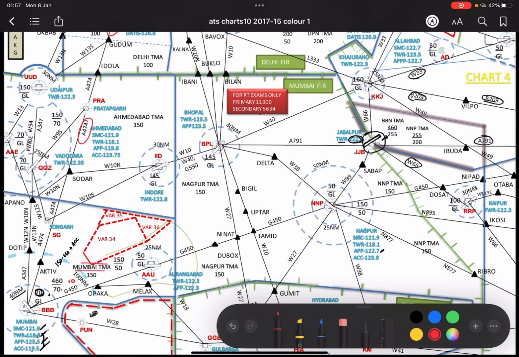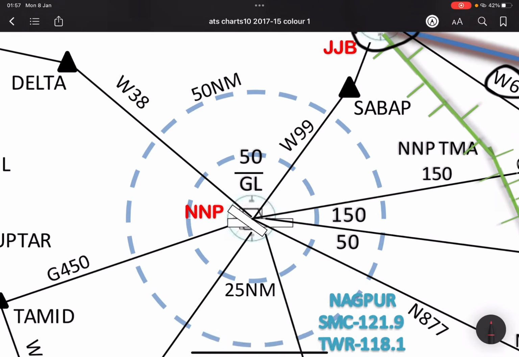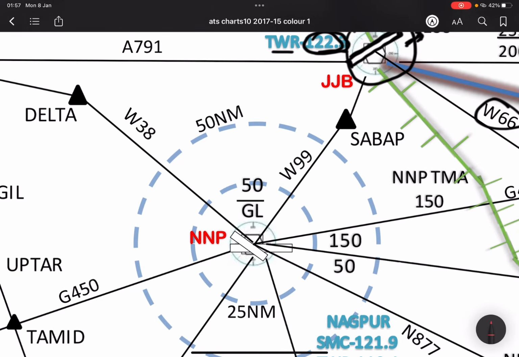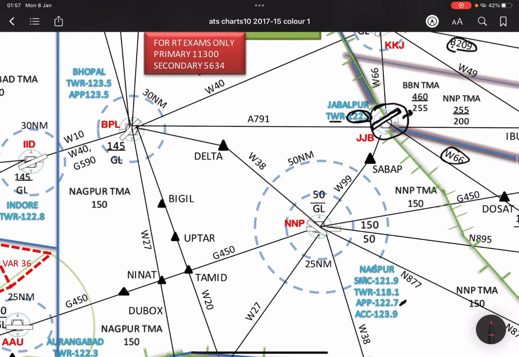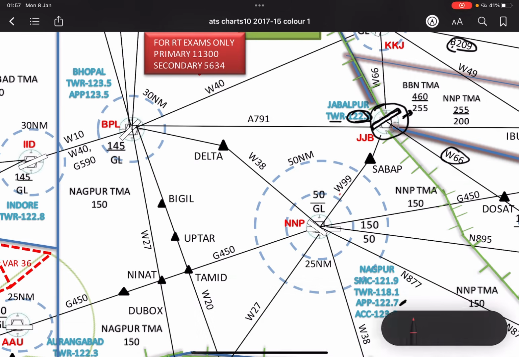Now there are a few other things on the map. Look, you see these lines coming out, okay? These lines are nothing but your radials, and these are airway routes which are coming out of your station, okay? These have names, okay? These are airway names. You see how this is Whiskey Niner Niner. This is Golf 450. This is Whiskey 38, okay?